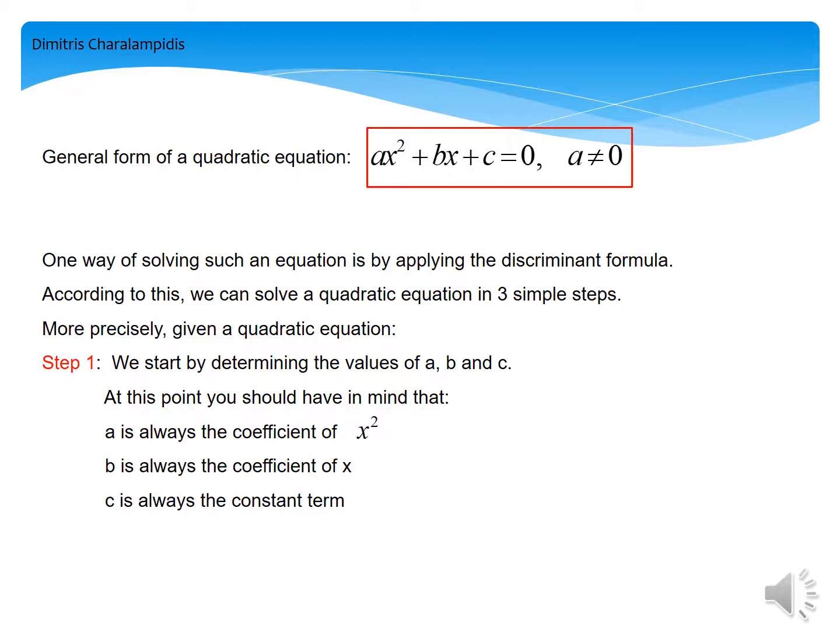More precisely, given a quadratic equation, in first step, we start by determining the values of a, b, and c. At this point, you should have in mind that a is always the coefficient of x squared, b is always the coefficient of x, and c is always the constant term, respectively.